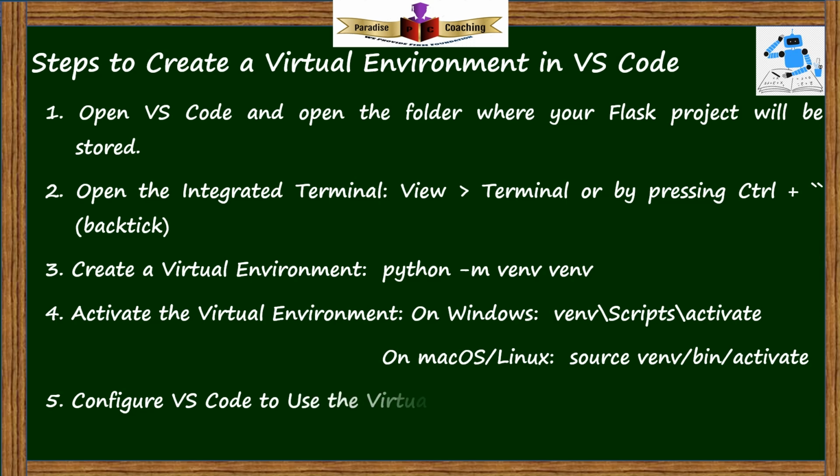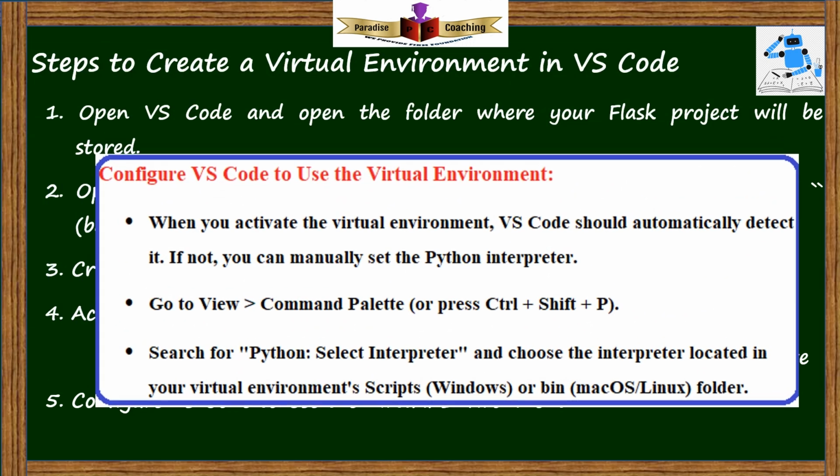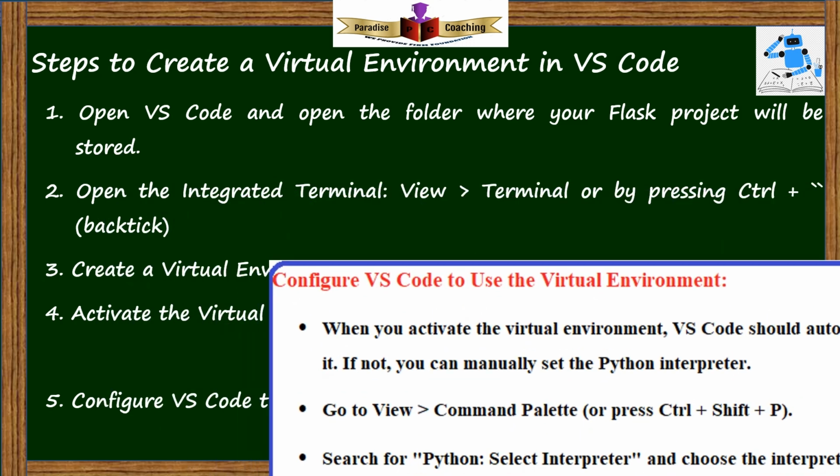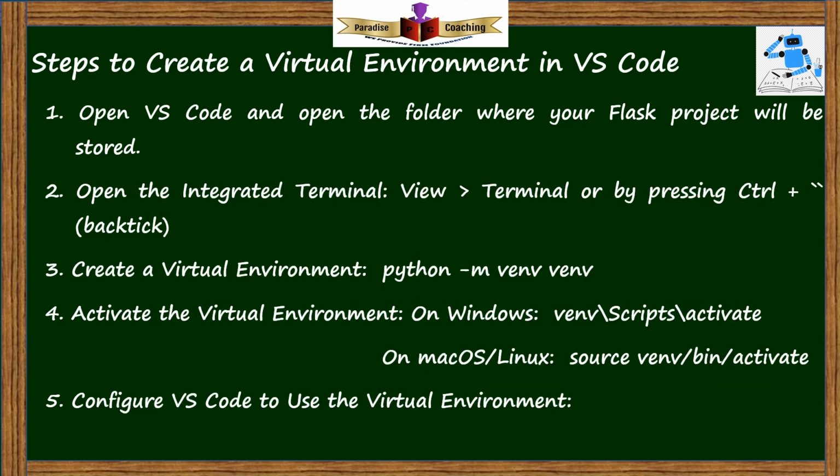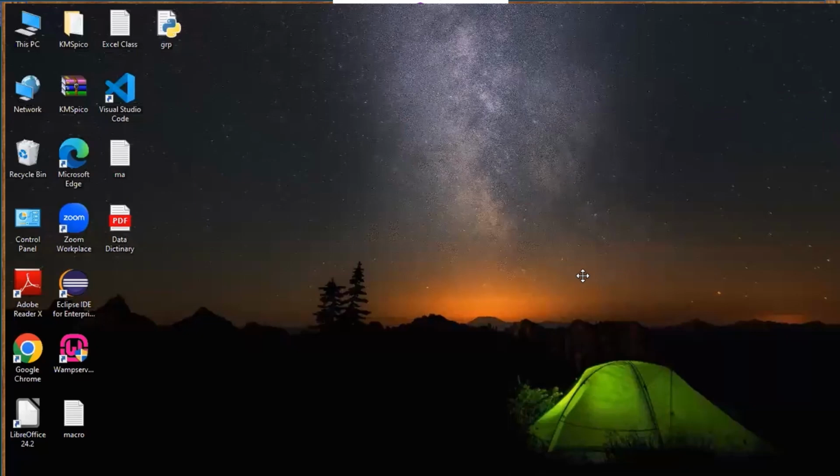5. Configure VS Code to use the virtual environment. When you activate the virtual environment, VS Code should automatically detect it. If not, you can manually set the Python interpreter. Go to View, Command Palette, or press Ctrl+Shift+P. Search for Python: Select Interpreter and choose the interpreter located in your virtual environment Scripts (Windows) or bin (macOS/Linux) folder.